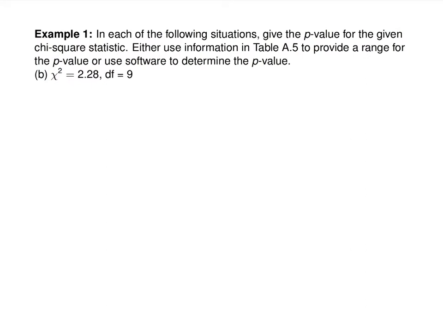All right, chi-squared equals 2.28, degrees of freedom equals 9. Well, looking at the degrees of freedom equals 9 row, you see that the smallest chi-square is 8.34.